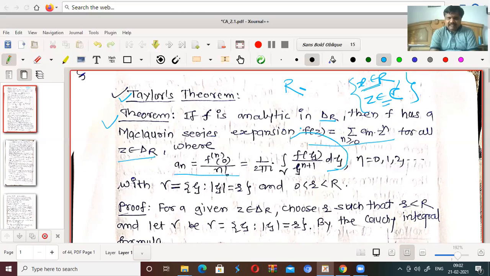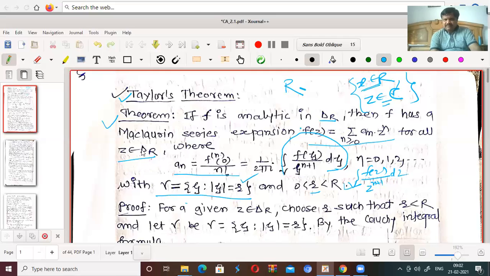The same thing can also be written as integral over gamma f of z upon z to the power n plus 1 dz. Both are the same, no doubt; only we have taken this z, and that can be interchanged, for n equal to 0, 1, 2 and so on, with gamma the set of all those points so that mod z equal to r. That means the set of all those points lies on the circle having center at origin and radius small r, where this small r is strictly less than capital R.